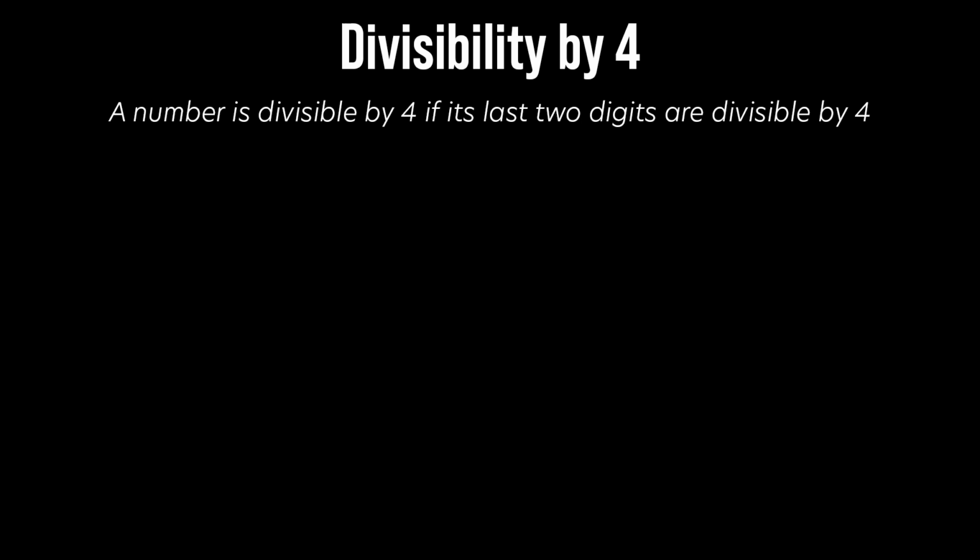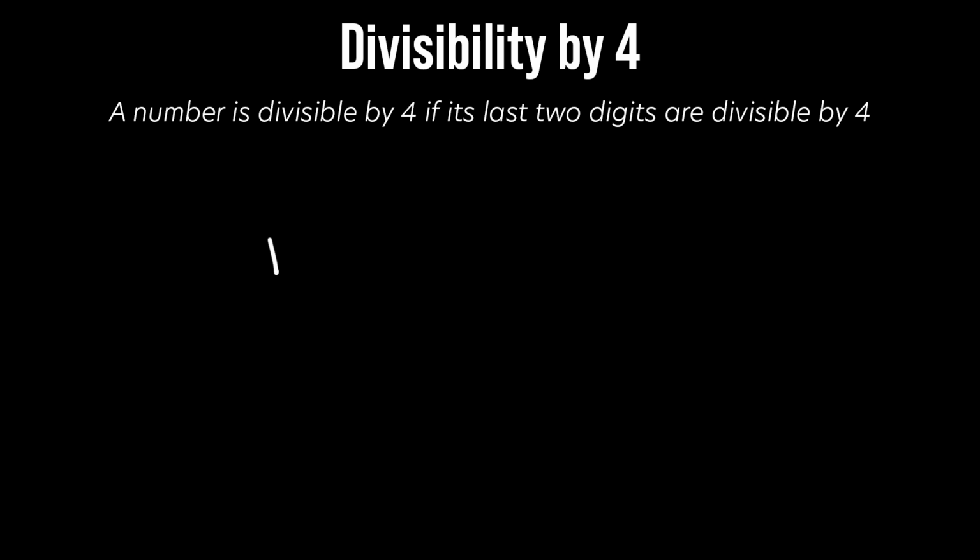Today we're going to learn about divisibility by 4. The rule states that a number is divisible by 4 if its last two digits are divisible by 4. What does it mean that the last two digits are divisible by 4?